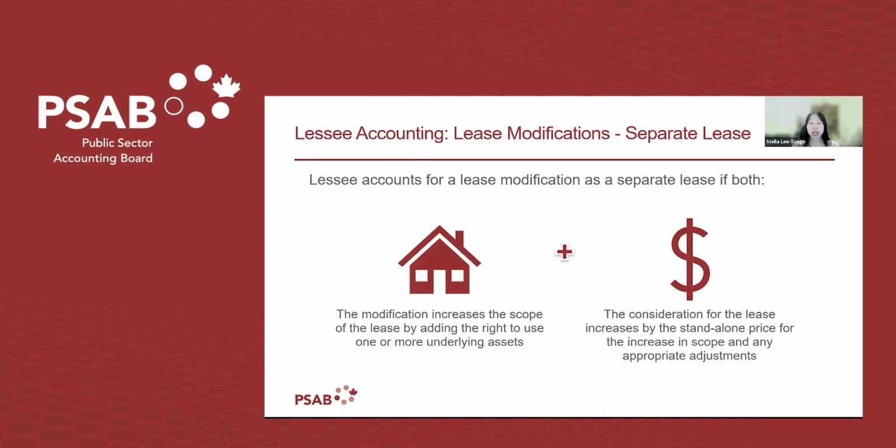Some modifications are accounted for as if they are a separate lease. This is the case where the modification increases the scope of the lease by adding the right to use one or more underlying assets, and the consideration for the lease increases by an amount commensurate with the standalone price for the increase in the scope and any appropriate adjustments to the standalone price to reflect the circumstances of that particular contract.